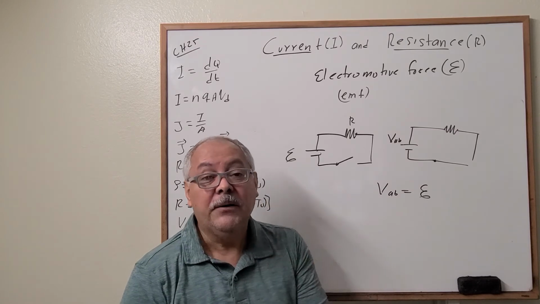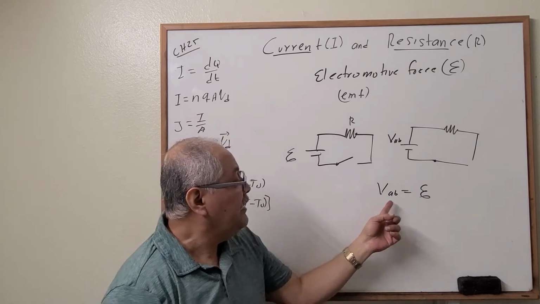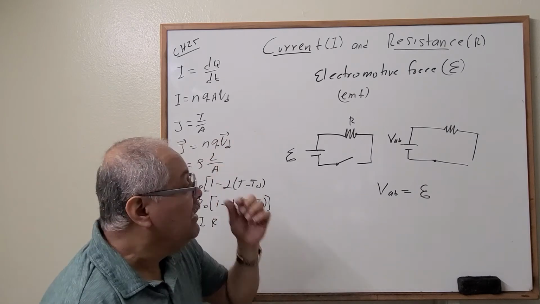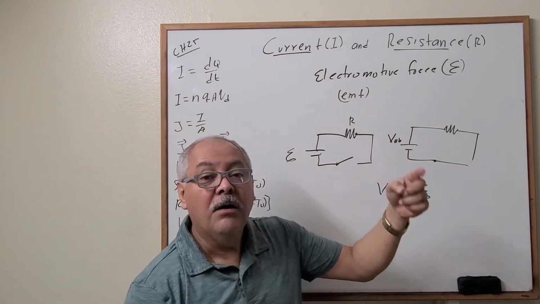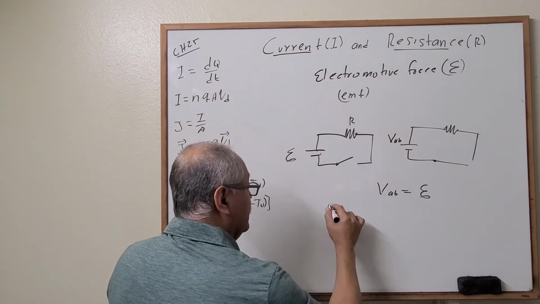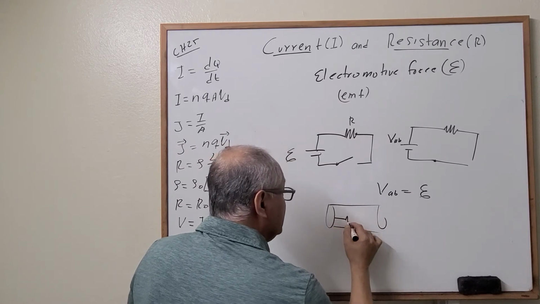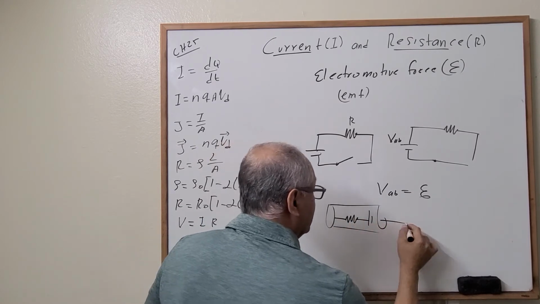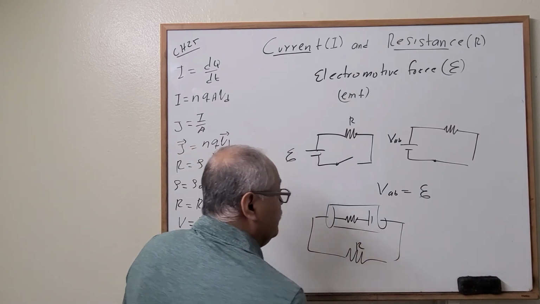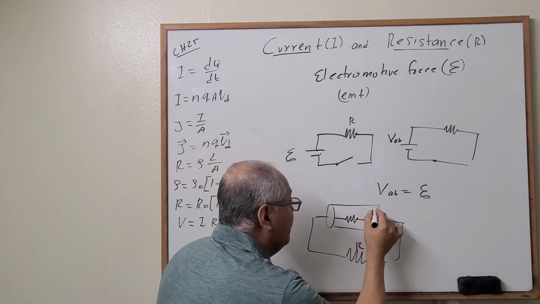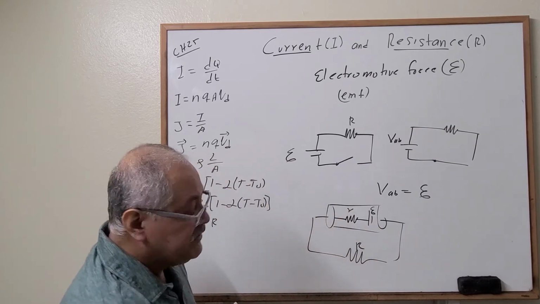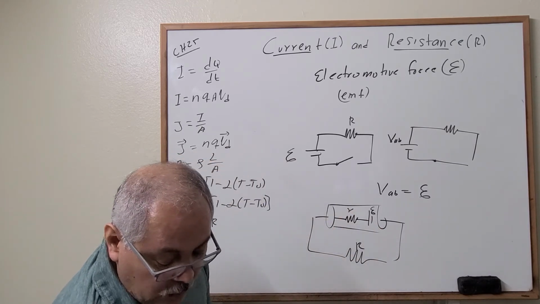It depends on the battery. If the battery is new, this is about the same. If the battery is old, the battery creates a resistance. Why? Because now the battery is part of the circuit. Imagine that this is the battery right here. The battery inside has a resistance. Right here we have an electromotive force, and inside we have this internal resistance. This little r is called the internal resistance.